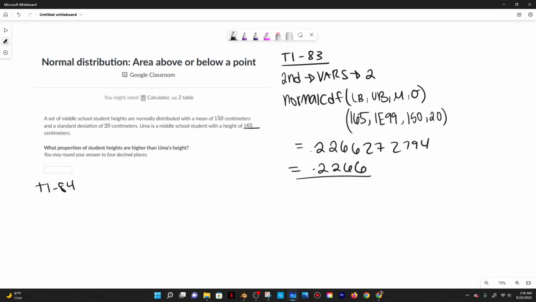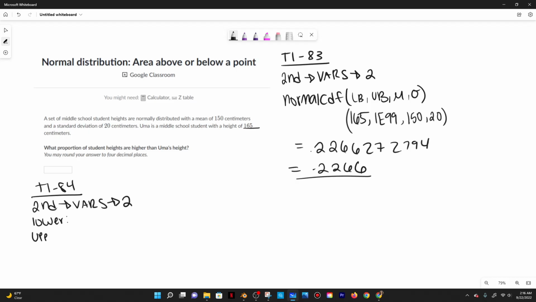So the TI-84 is literally the exact same thing. The only difference is the format for which you input it. And it's actually easier, honestly, because it tells you what to put in. So it's the same way to get there. So second, vars, 2, which is normal CDF. And then once you get there, instead of just normal CDF in a parenthesis and then nothing, it actually literally lists the things that you have to input.